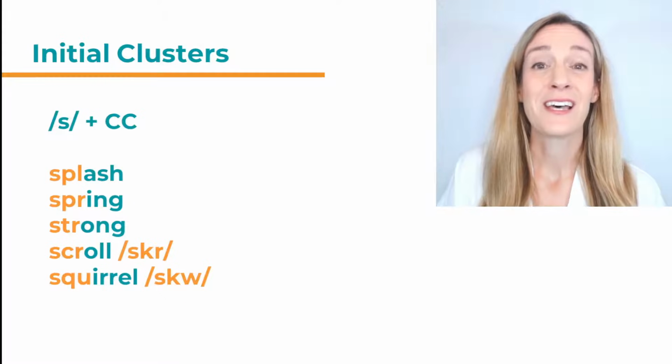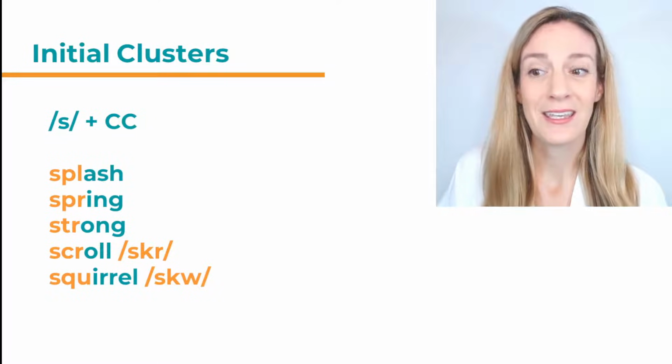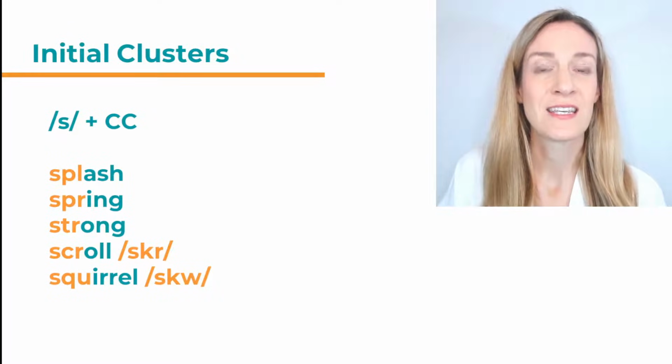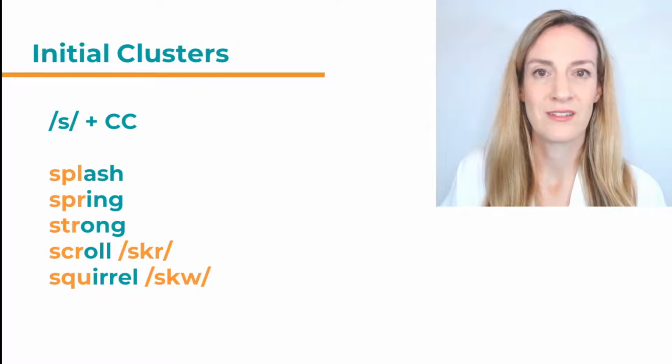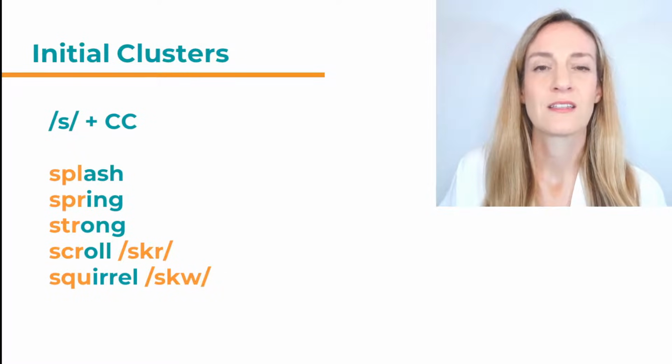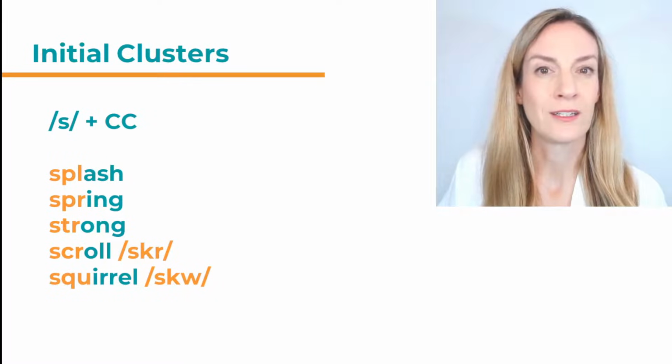Now let's have a look at a longer initial consonant cluster. Here we have a very common pattern. The consonant cluster starts with the sound s and is followed by two other consonants. Listen and repeat. Spl, splash, spr, spring, str, strong, scr, scroll, squ, squirrel. Oh, the last one is a bit tricky. Squ, squirrel. Very good.